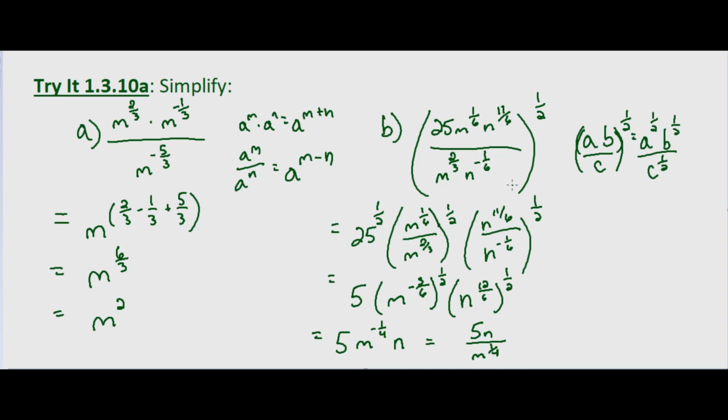Now we could be told that we need to rationalize the denominator because technically this is a fourth root. So we would multiply top and bottom by m to the 3/4 over m to the 3/4, and that equals 5 times the 4th root of m cubed times n all over m. But for purposes right now, this is an acceptable answer. 5n over m to the 1/4.